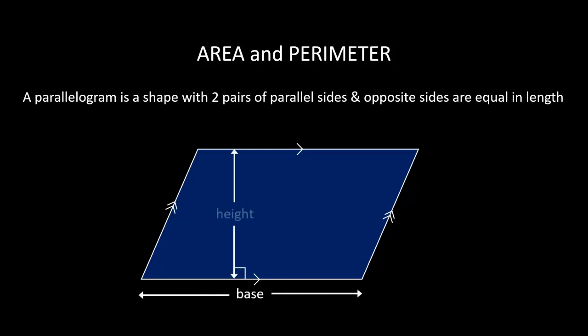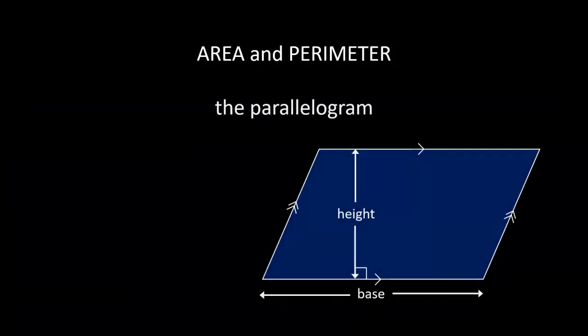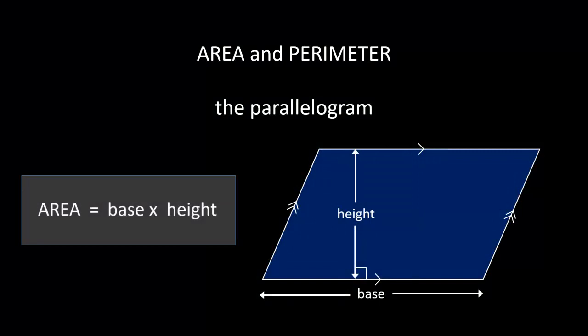And we refer to the distance across the bottom as the base, just like on a triangle, and we refer to the distance going up from the bottom to the top as the height. Notice it's what we call the perpendicular height. It's at 90 degrees to the base. So let's have a look. Have we got a formula for that? Well, we have. The area is base times height.